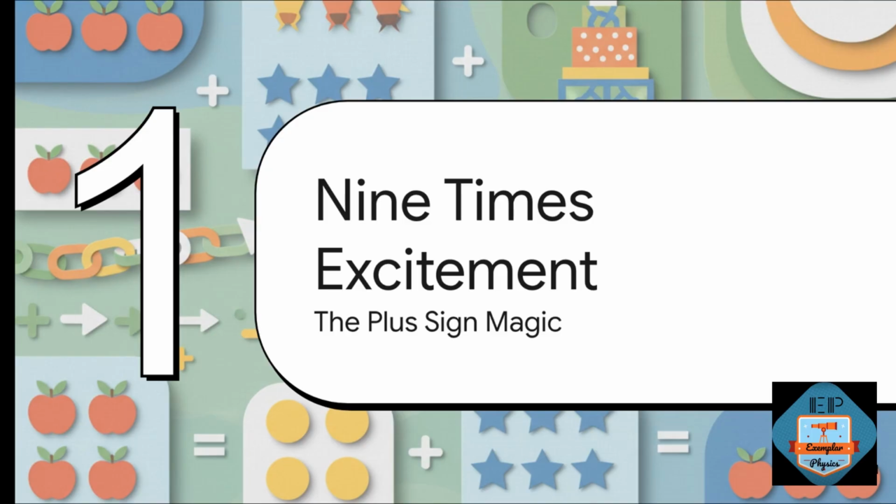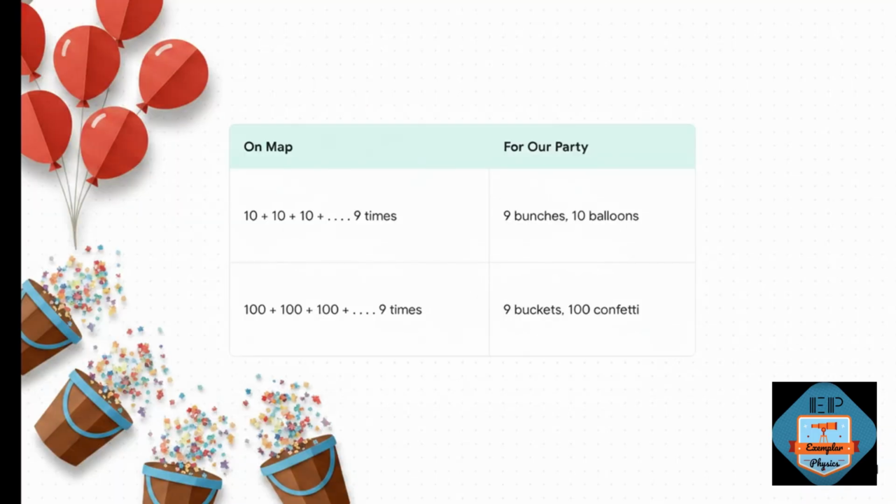Section 4. 9 times the excitement. The plus sign magic. All right, jumping back to our secret map. On the bottom half, the puzzles look a little bit different, don't they? Instead of the word added, we see tons of plus signs. When you see 10 plus 10 plus 10, 9 times, it's really just another secret way of saying we have 9 exciting groups of something.